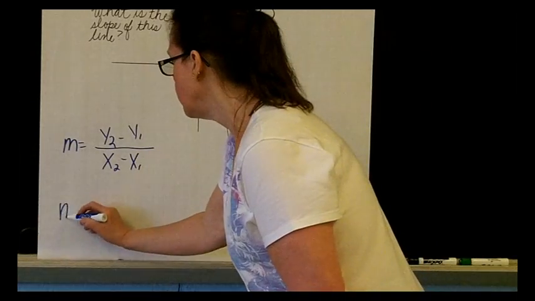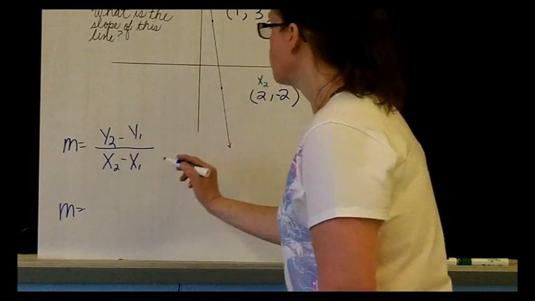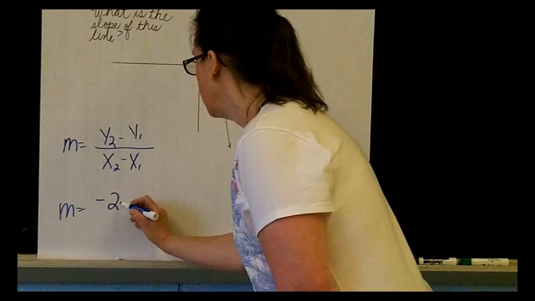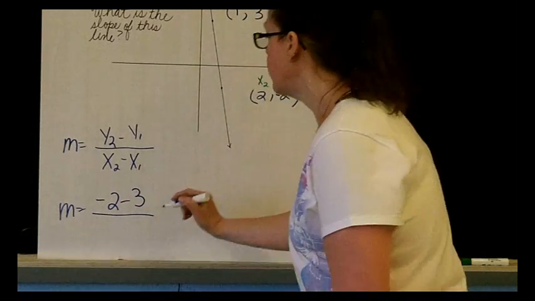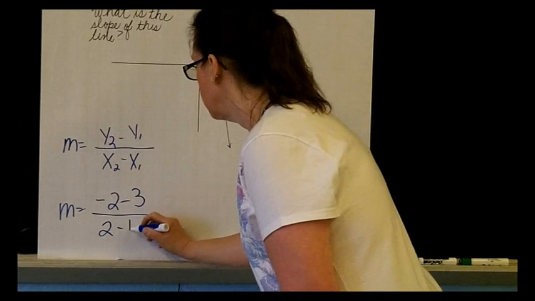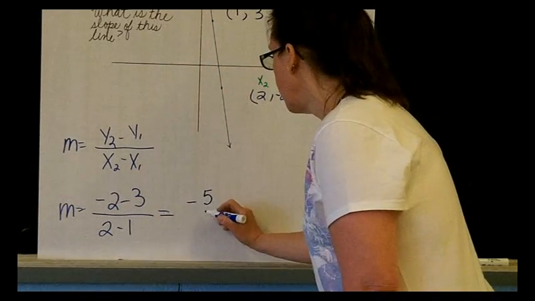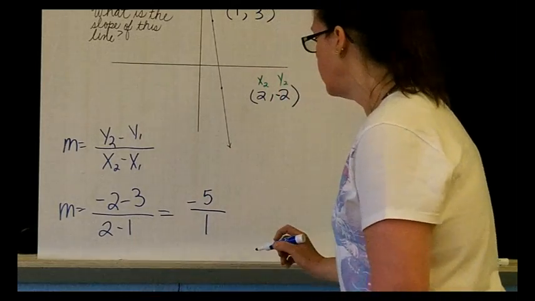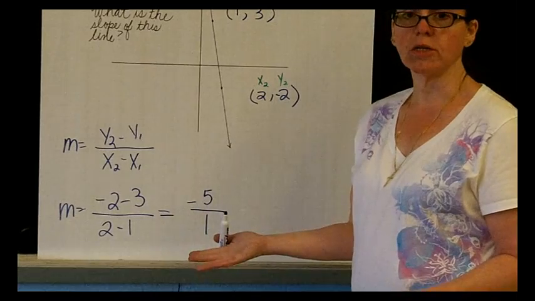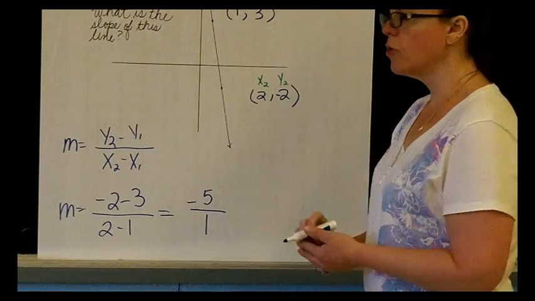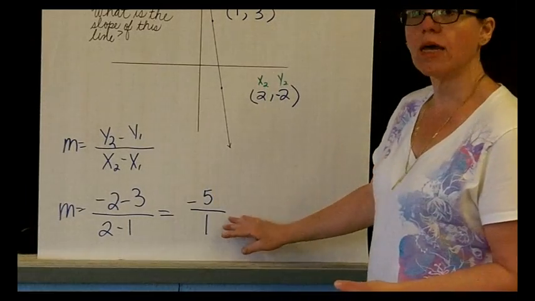And so what this means is negative 2 minus 3 over 2 minus 1. And when we simplify, we get a negative 5 over 1. And as I said before, even though this is an improper fraction, we keep it as such because we need to easily identify our rise and our run.